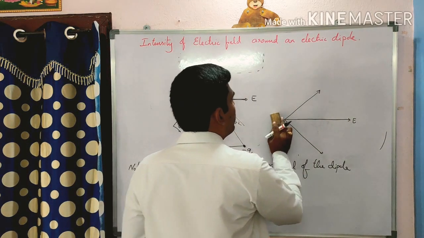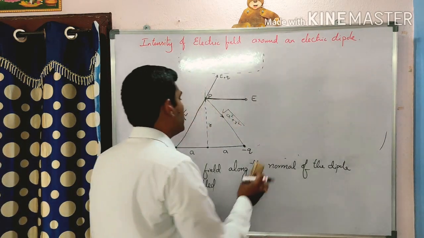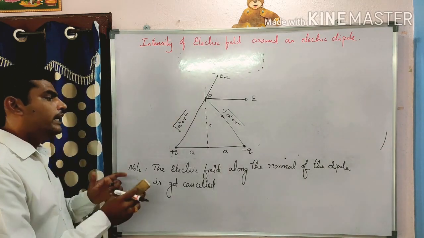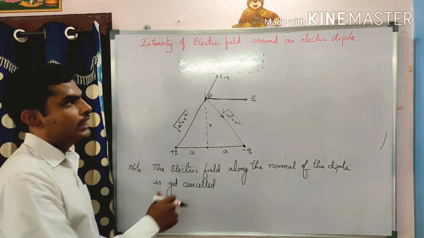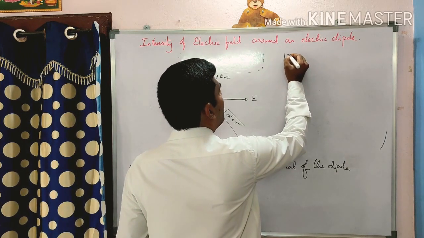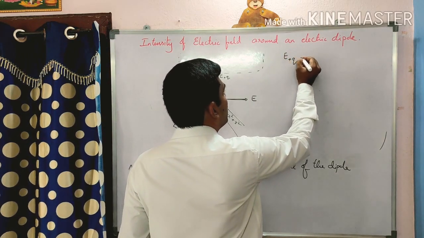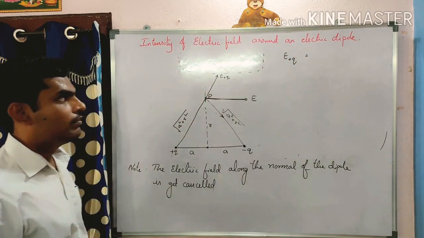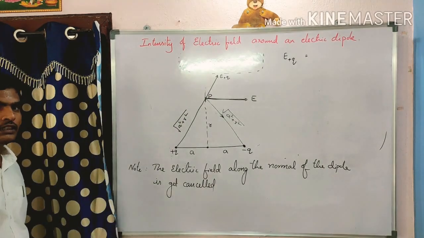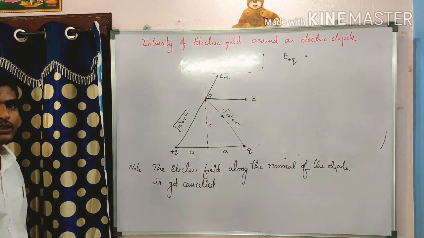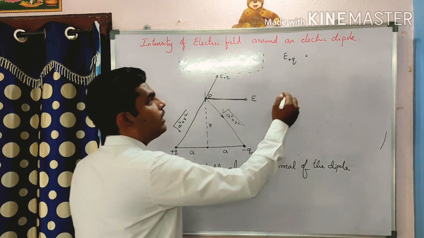So now what do we have to write? I have to write the electric field due to the positive charge and the electric field due to the negative charge. What is the electric field due to the positive charge now? E cos theta.